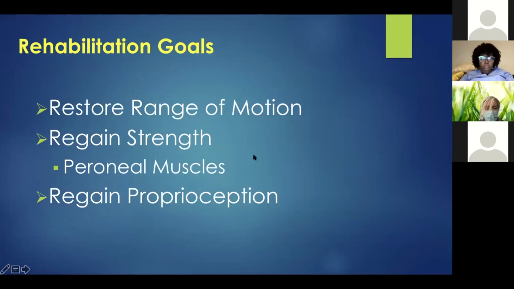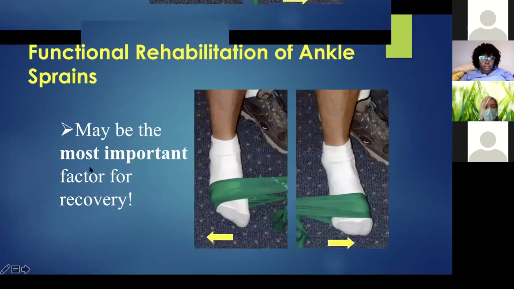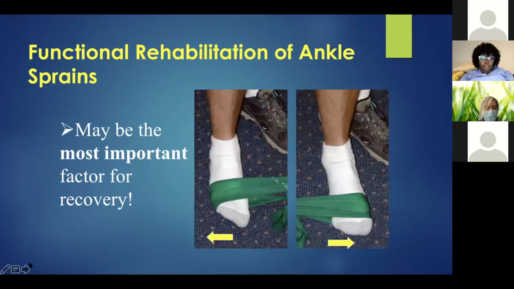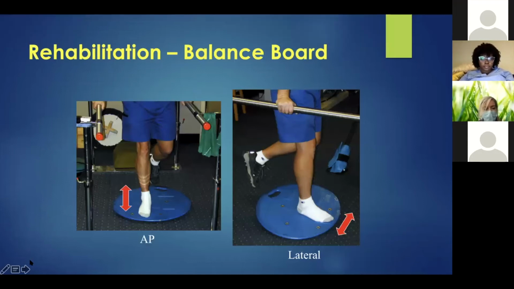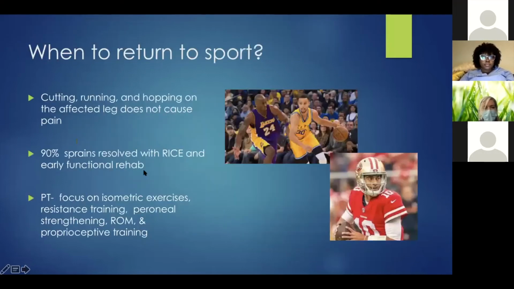So restoring range of motion, regaining strength, specifically of the peroneal muscles, and then proprioception. So functional rehab, again, is the most important factor for recovery. Balance, proprioception, here you can see examples of that. And then return to sports when cutting, running, and hopping on the affected leg does not cause pain. We know 90% of sprains, again, resolve with early functional rehab. The physical therapy is largely focusing on isometric exercises, resistance training, peroneal strengthening, as well as range of motion and proprioceptive training.